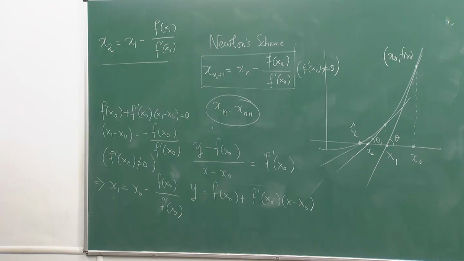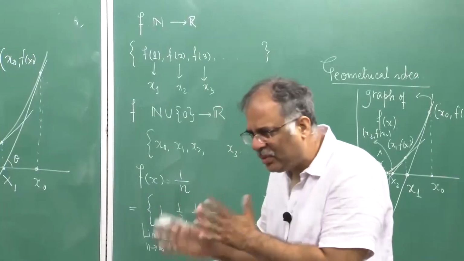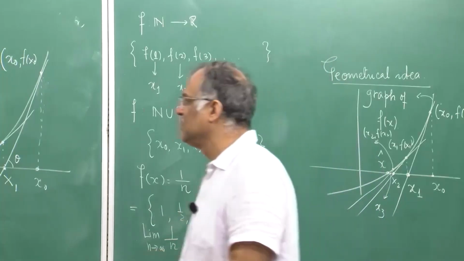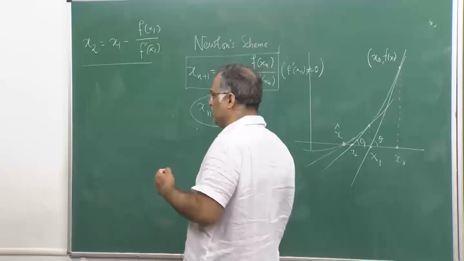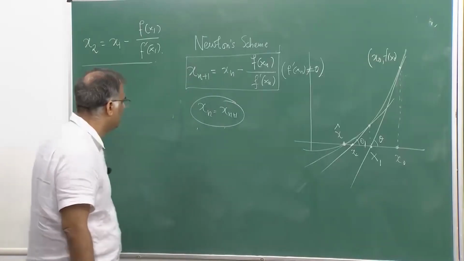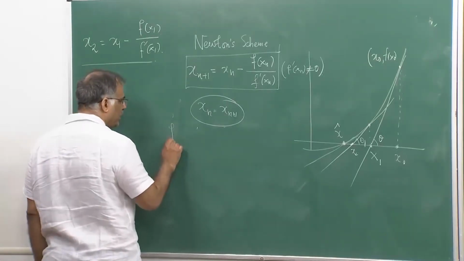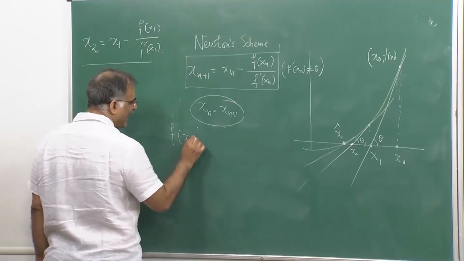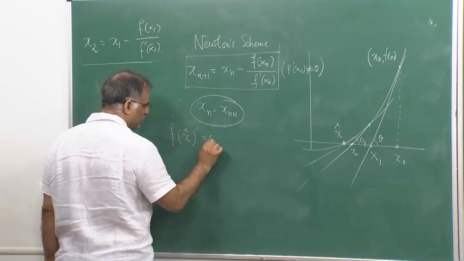When I was doing my undergraduate studies, we were told that you just keep on looking at the values of x that you generate, and once you see the values are stabilizing, the decimal part is stabilizing, stop it. That is not really a proper answer, not a proper mathematical answer. You really have to find f of x hat equal to 0.